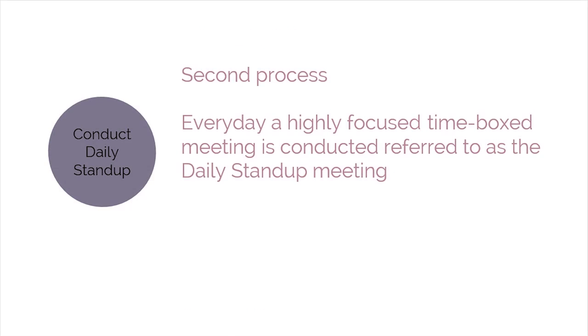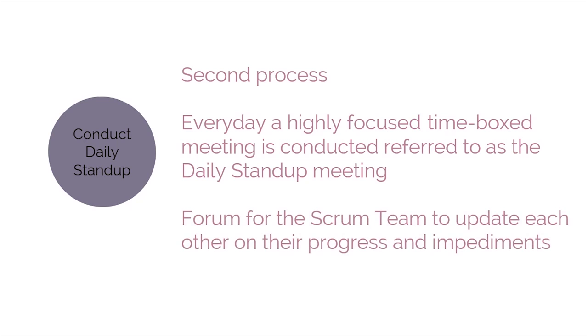The second process performed is conduct daily stand-up. Every day, a highly focused, time-boxed meeting is conducted, which is called the daily stand-up meeting. This is the forum for the Scrum team to update each other on their progress and any impediments they may be facing. The last process conducted during the implement phase is groom prioritized product backlog.